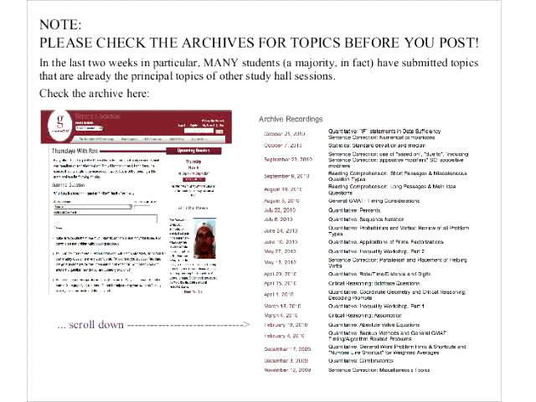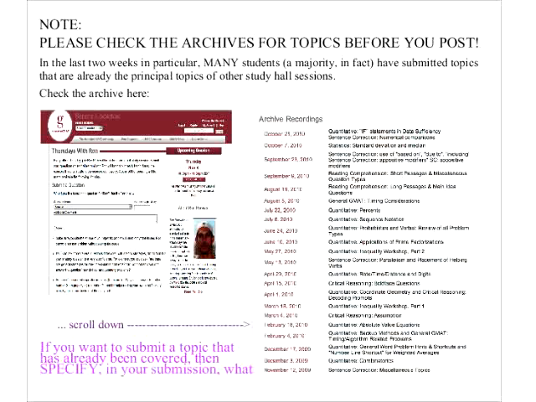So, here's a guideline. Please check the archives, and if you want to submit a topic that has already been covered, because sometimes we'll revisit topics if there is something new to talk about. If there's some new angle that we can go at it from, then we'll do that. But if you want to submit a topic that has already been covered, then you need to say what you want to cover. Please specify in your submission what aspect of that problem has not already been covered in the previous study hall.